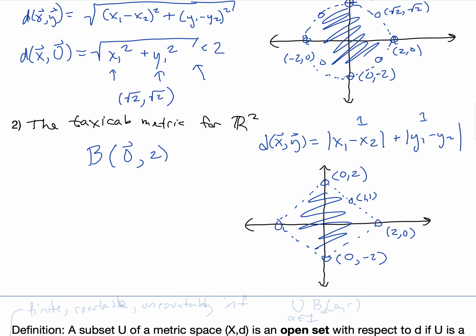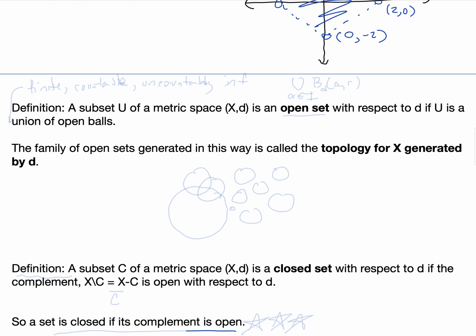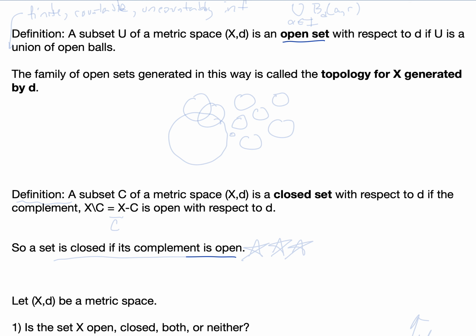So as I said, so far we've only defined open balls, not open sets. So here is the definition of an open set in a metric space. A subset U of a metric space (X, d) is an open set with respect to the metric d if U is a union of open balls. And that union can be finite, it can be countable, it can be uncountably infinite. It can be a union over any index set.